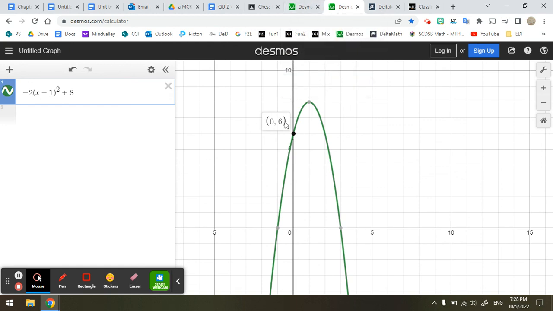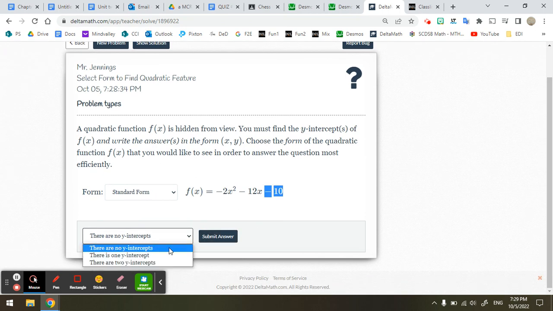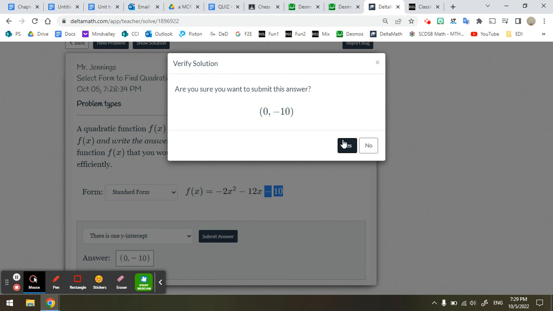The form that gives us that, notice that this one's y-intercept is at 6, but I don't see the number 6 anywhere in the vertex form. I will see it in the standard form. Standard form will show me the y-intercept right there. So there's always one y-intercept, and it wants it in the form (0, y). It's just the number c in standard form. Super straightforward.